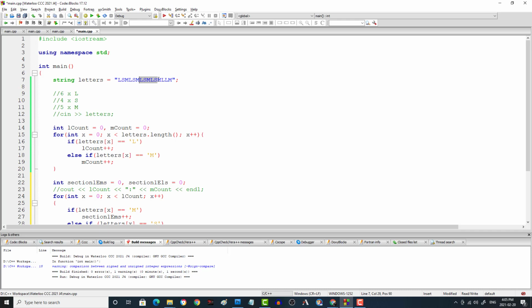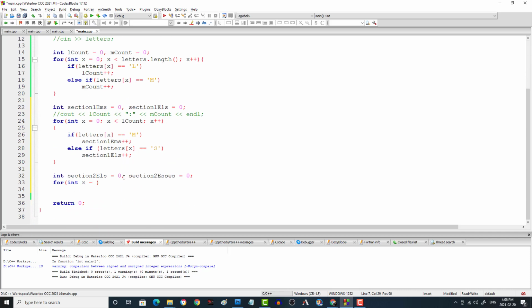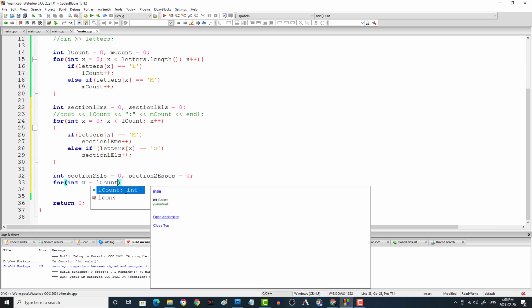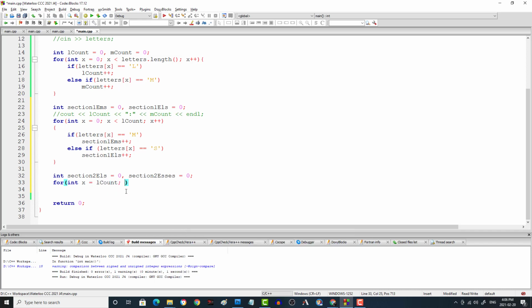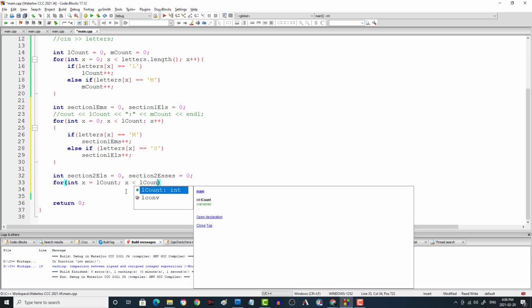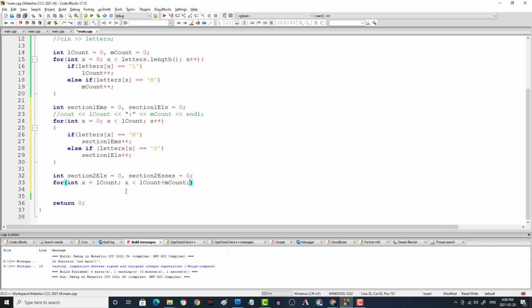And so that is the 11th letter, but it means that we have to stop before 11. So we're going to just check up to 10. So 0, 1, 2, 3, 4, 5, 6, 7, 8, 9, 10. So our limit for the for loop is going to be our L count plus our M count. Okay, so we're going to start at int X is equal to L count. The limit will be X is less than L count plus M count, and our X will just go up by 1 each time.